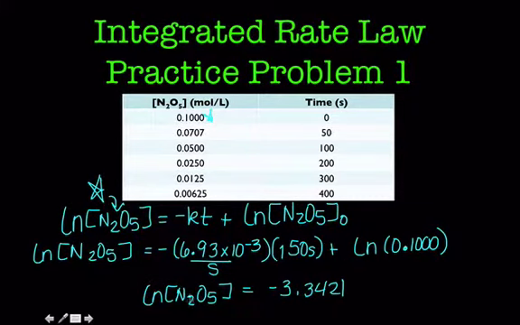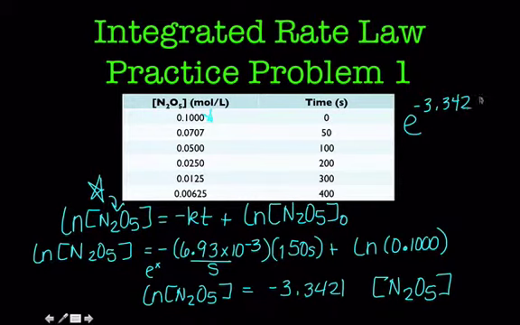In order to solve for the concentration of N2O5, you have to do the anti-log or the anti-natural log. But if you look at your natural log button, you should see e to the x above it. So if you hit shift or second on that button, you should get this. What you're going to do then is, I'm going to write it up here. You would punch in e to the negative 3.3421. That answer is what this concentration is.